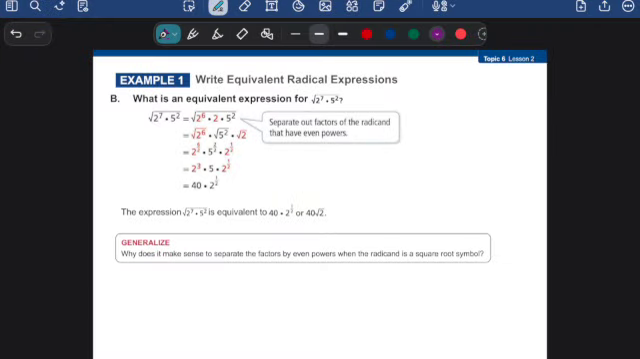Part B. Now we're going to, again, look for perfect squares. Okay, so we have to think a little bit more strategically. Are there perfect squares in each of these factors? They're already divided for us. We can't multiply them together. They don't have the same base. We can't do any exponent rules.